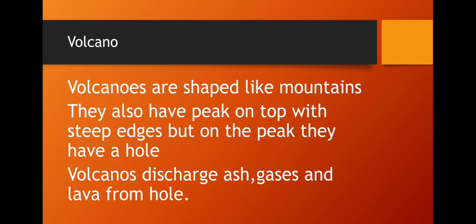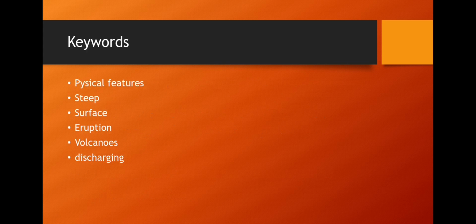Volcano. Volcanoes are similar to hills and mountains, but the only difference is that volcanoes have a hole in their peaks, which is filled with lava, ashes, and gases. They look like a hill or a mountain, and they have steep edges, but they discharge ashes, gases, and lava from the hole.